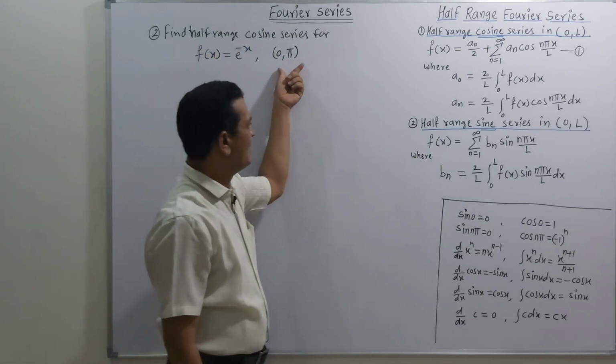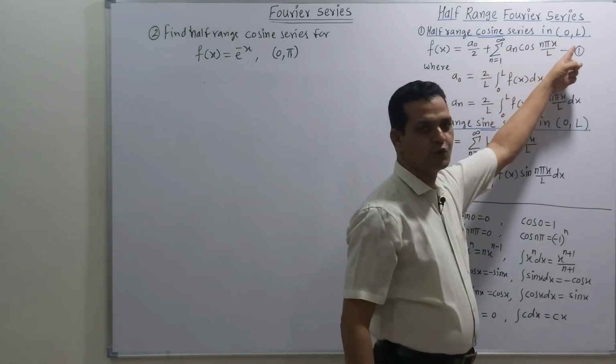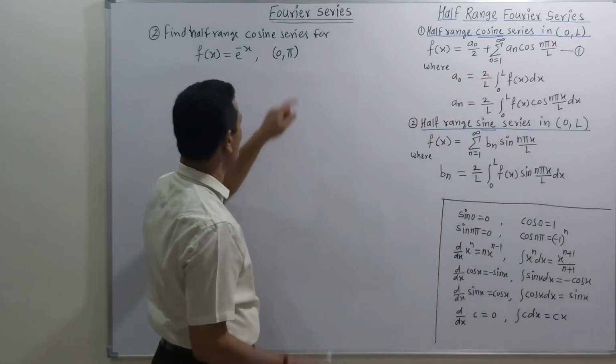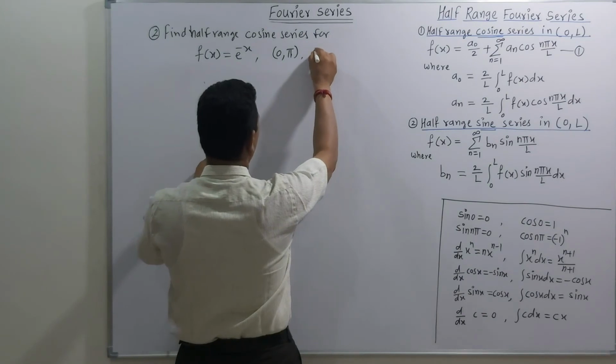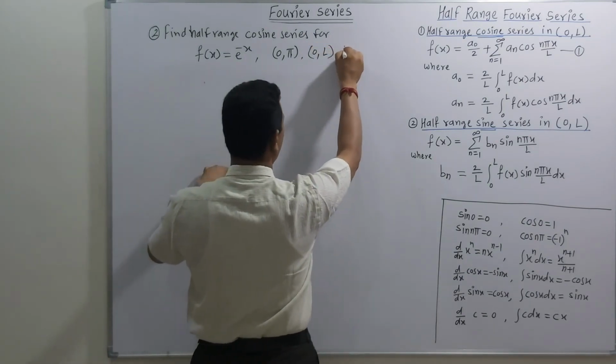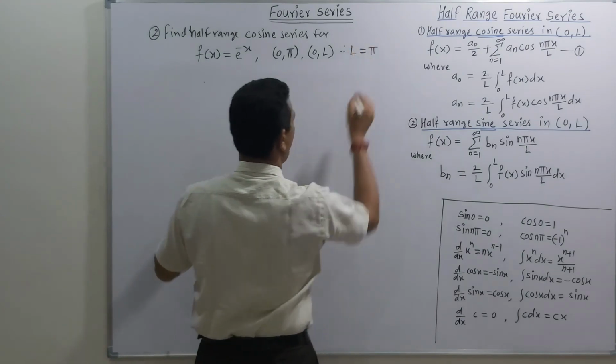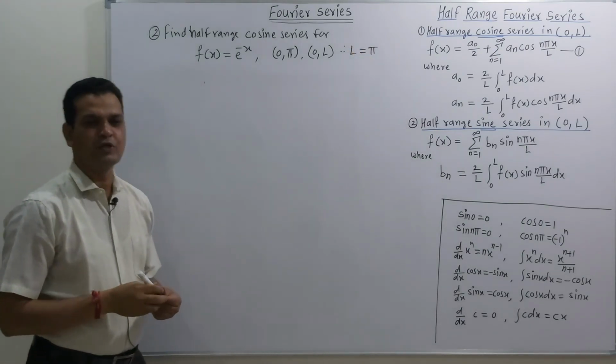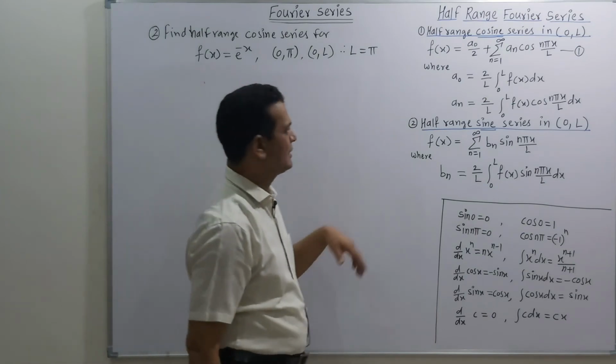That means here the interval 0 to 2l is defined as 0 to pi. So if we compare it with the interval 0 to l, then we get the value of l is equal to pi. So now the straightforward question is to find the half range cosine series.